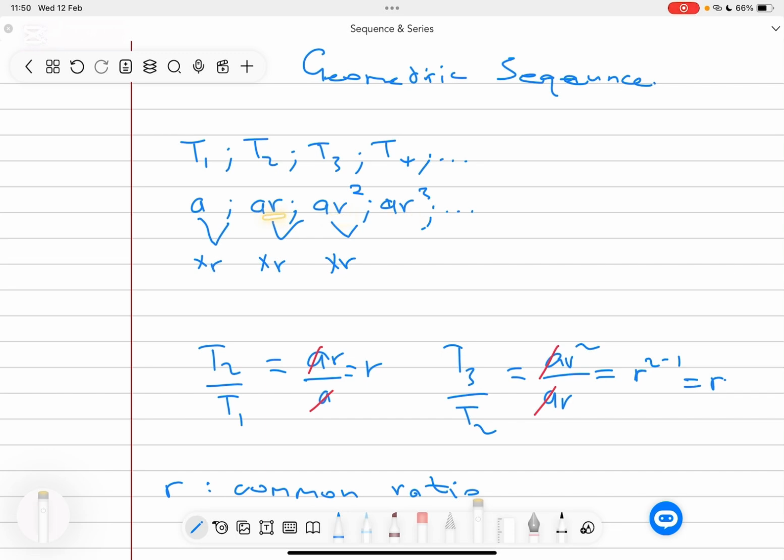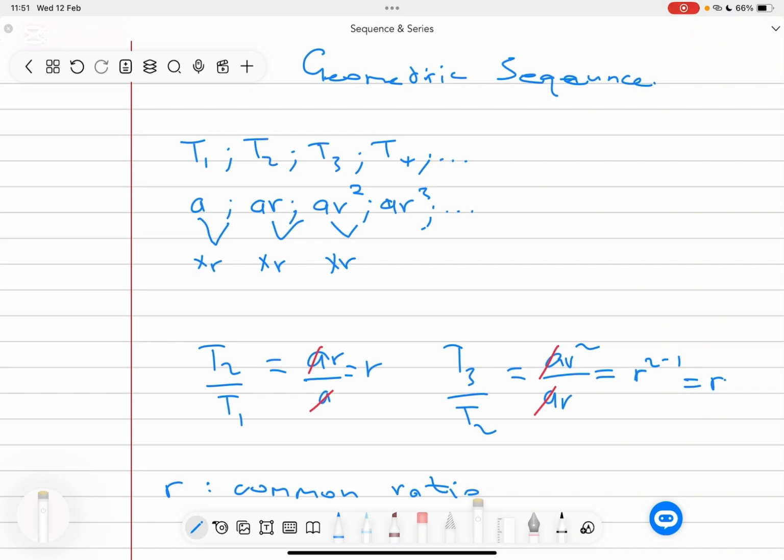In term 2, it appears as an exponent of R to the power 1. In term 3, it appears as an exponent of R to the power 2. And in term 4, it appears as an exponent of R to the power 3. But note that in term 1, we actually don't have R at all. Now, this pattern looks familiar. We've seen it before in an arithmetic sequence, except that it was not in an exponent form. It was actually occurring as a linear form.